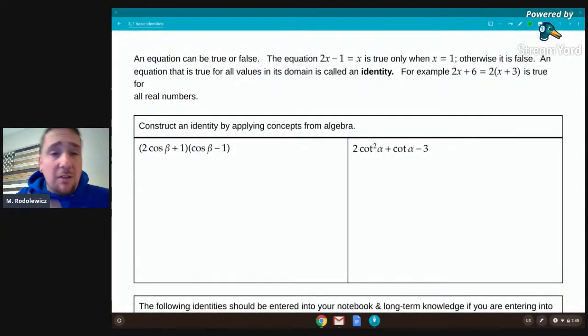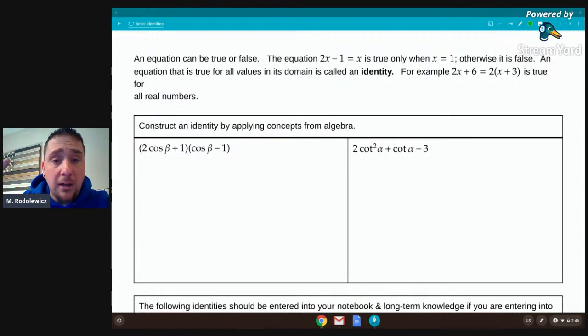I've typed this up myself. I'm not actually using the PowerPoint slides. So you can follow along as I read this. An equation can be true or false. If we consider a simple equation like 2x minus 1 is x, that's only true when x is 1. You could easily prove that by basic algebra.